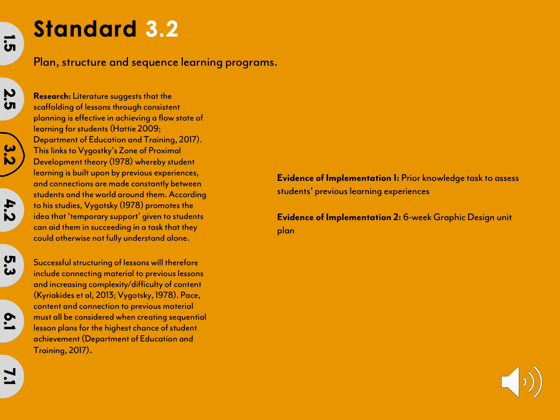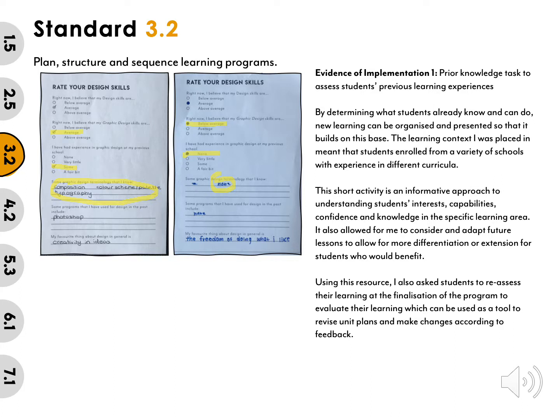In Meeting Standard 3.2, which calls for planning, structuring, and sequencing learning programs, my research indicated that providing students with temporary supports or scaffolding throughout a unit is effective in building upon students' previous experiences. In structuring lessons for success, materials should connect to previous lessons and build in complexity while gradually releasing the aforementioned temporary supports. In order to plan effectively, I incorporated a prior knowledge assessment into the first lesson in order to adjust planning where relevant and ensure that I was building upon students' previous experiences.